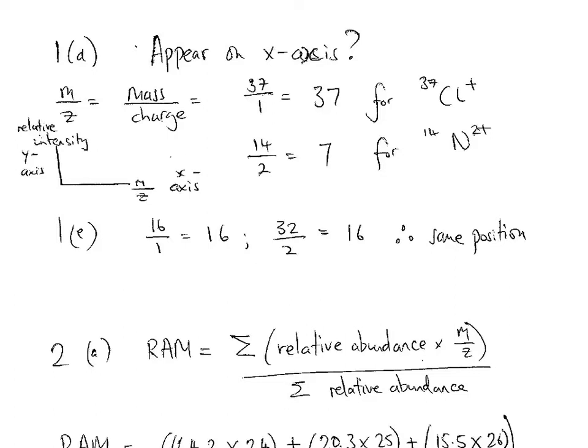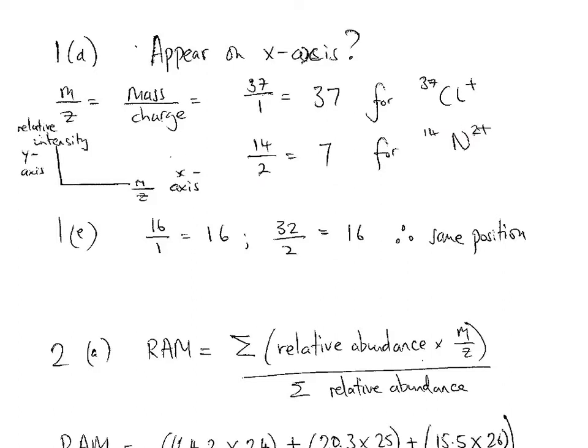The next question is about where you might find these ions on the m/z axis. So remember, the m/z axis is the x-axis and the relative intensity is the y-axis. To work out where they would appear, you need to do mass divided by charge. So in the case of 37 Cl plus, 37 divided by 1 equals 37. And for 14N2 plus, it's 14 divided by 2 equals 7. So 37 and 7 approximately.